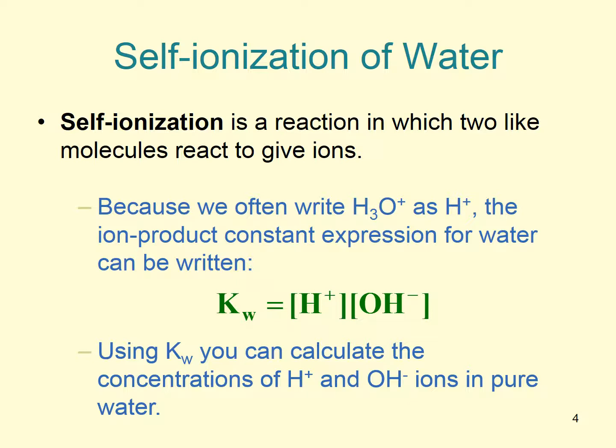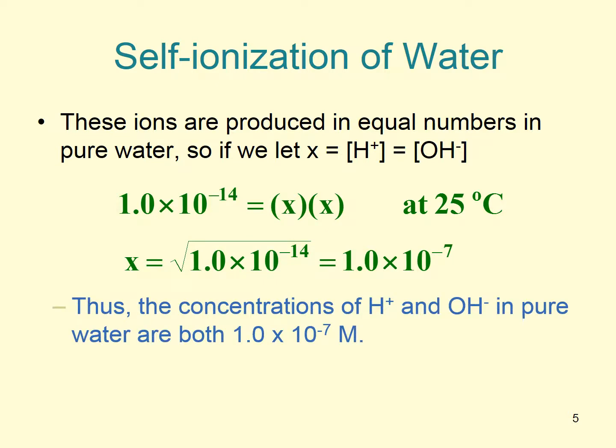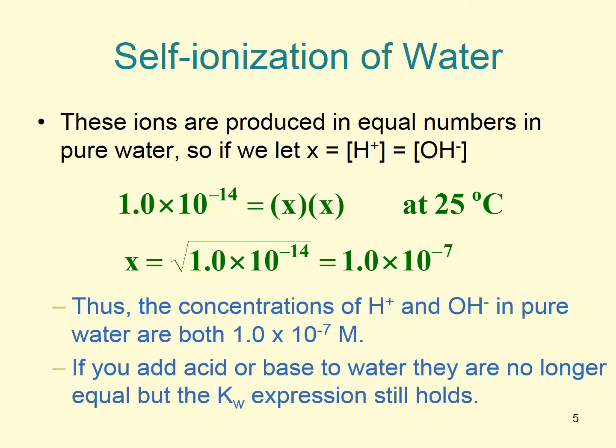And so if you have the Kw and pure water, you can actually calculate what the H+ and the OH- concentrations are in pure water. So 1 times 10 to the minus 14th, since we know that [H+] equals [OH-], we're going to call them both x. If we take the square root, we get 1 times 10 to the minus 7th. So in pure water at 25 degrees Celsius, the H+ concentration equals the OH- concentration equals 1 times 10 to the minus 7th. So that's a neutral pure water.